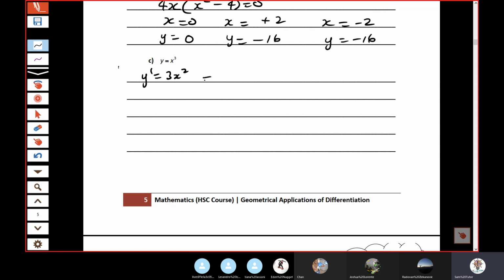3x squared equals 0. x equals 0. Sub back in, y equals 0, which we already know, right? Because we understand from a cubic, I did say it's a horizontal point of inflection, which means it has to be stationary, because it's horizontal anyways, and it's a point of inflection. That's a horizontal point of inflection. But there it is.